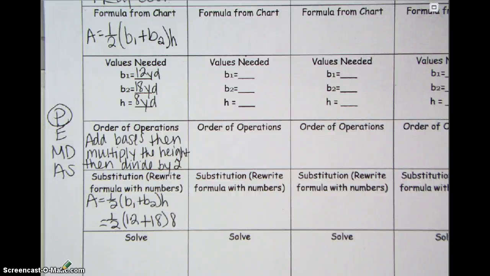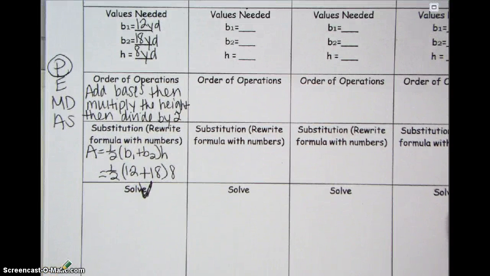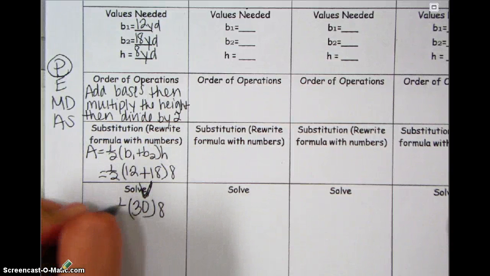So based on the order of operations that we talked about, Christian, what are we going to do first? Based on the order of operations, what are we going to do first? We're going to add the bases. We're going to do what's in parentheses. So 12 plus 18 is going to give me 30 for the total of my bases. I'm still going to have to multiply that by 8 and then divide it by 2.